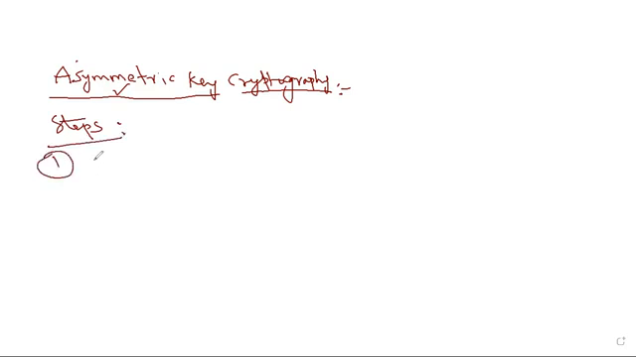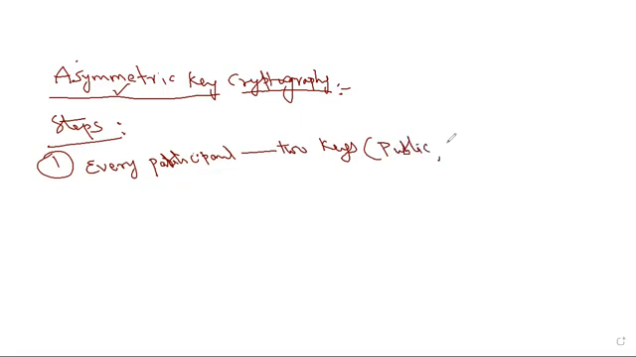The first step is that every user or participant in this organization or environment is responsible for generating two keys. Every participant should generate a pair of keys. One key is called the public key, and the other key is called the private key or secret key.